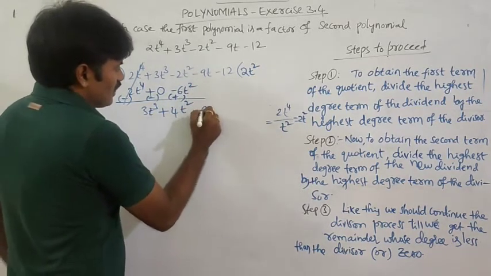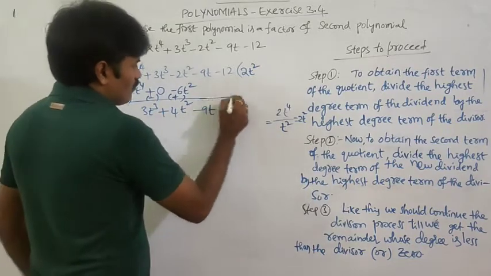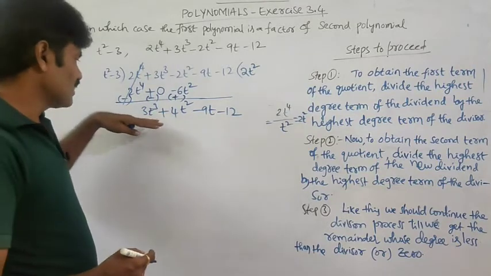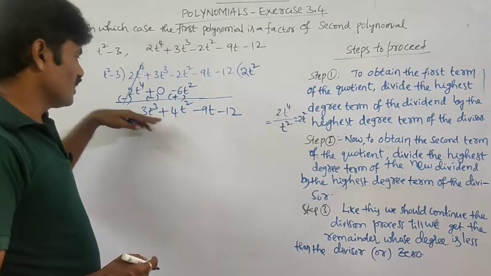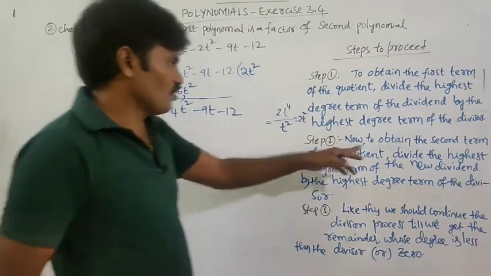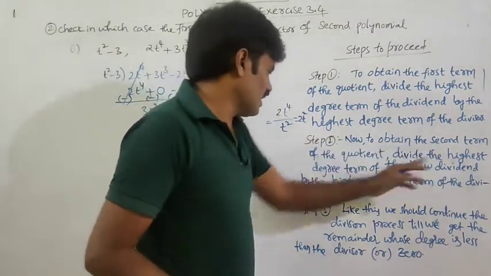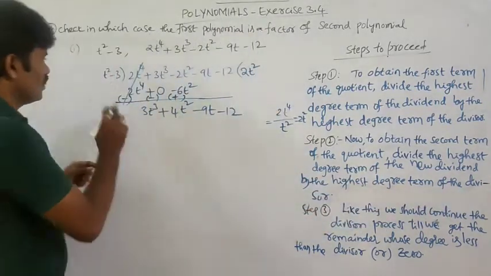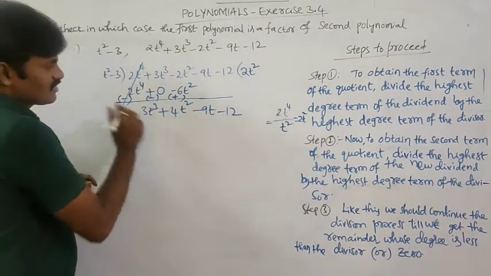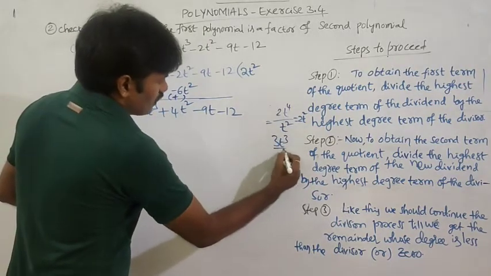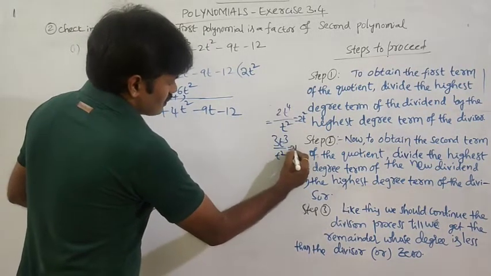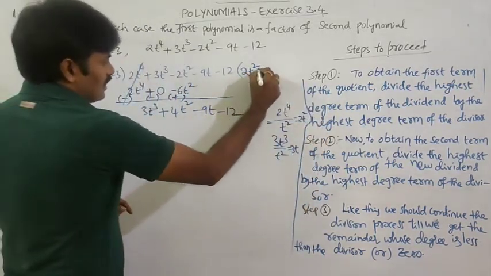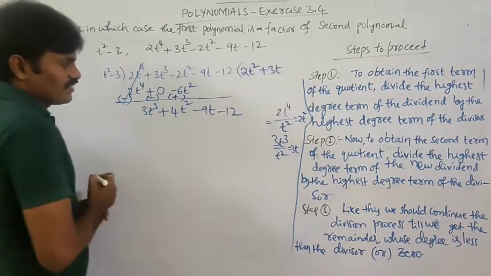Bring down the next term, or if possible we can bring two terms also, no problem. So it is a new dividend. What is the first term of the new dividend? 3t cube. Is it having the highest degree or not? Now to obtain the second term of the quotient, divide the highest degree term of the new dividend by the highest degree term of the divisor. So 3t cube by t square gives us 3t. Am I correct or not? So plus 3t is the second term of the quotient.